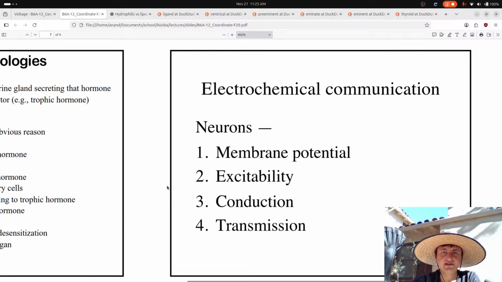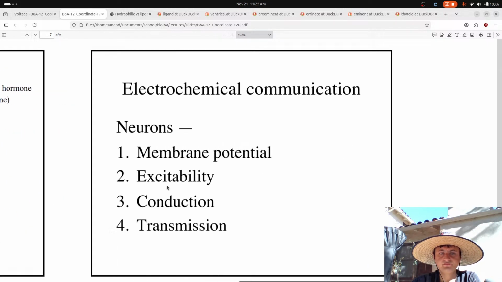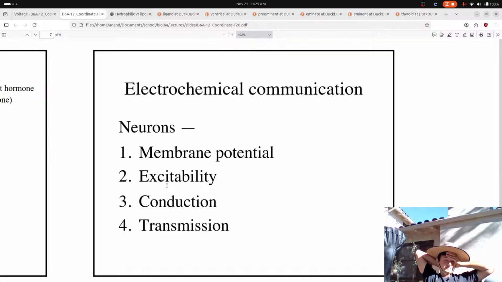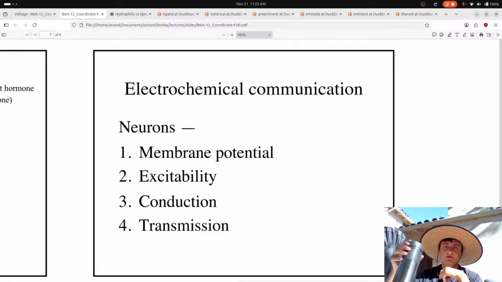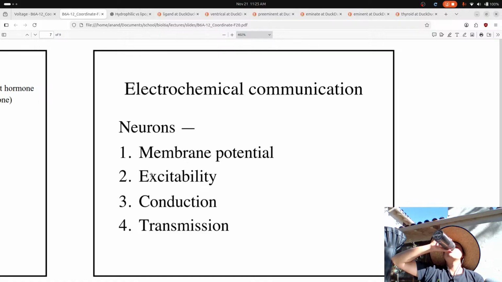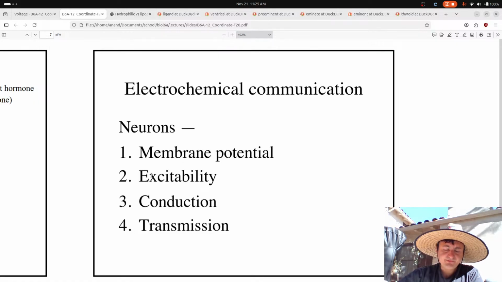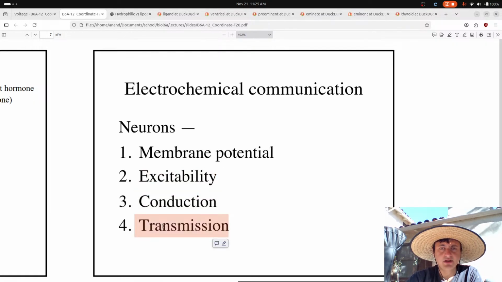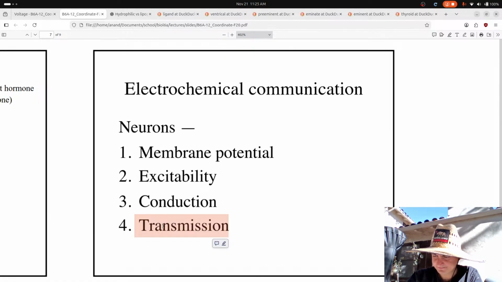All right, here we go. Let's get to the good stuff. Electrochemical communication. Yeah, the membrane potential, excitability, conduction, transmission. All right. So these are kind of the aspects of electrochemical communication.